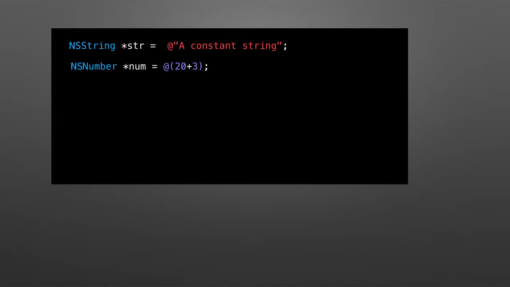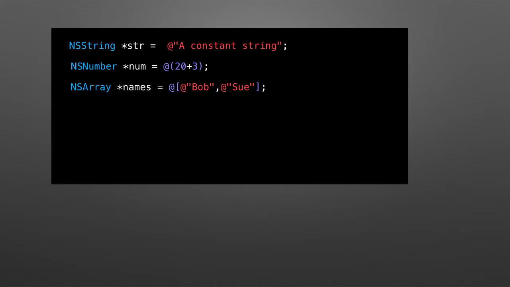NSNumber is the same sort of thing: @ and then an expression. 20 plus 3 is 23. So the integer 23, that value, gets created as an object and is pointed to by the pointer num. Now I could have just had 23 in there and not had the parentheses. You could also do this with floats.